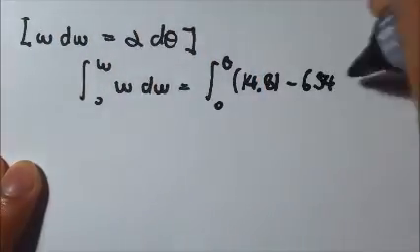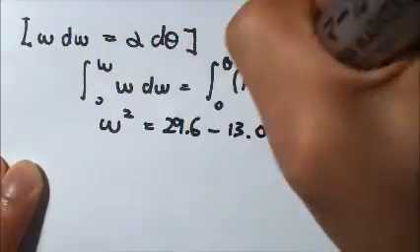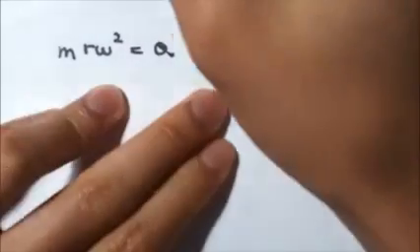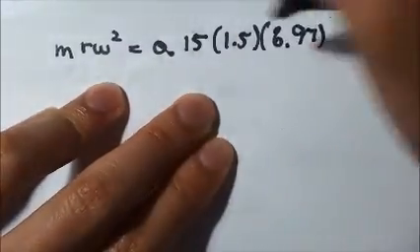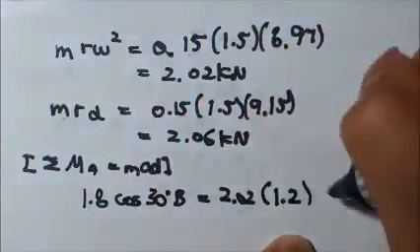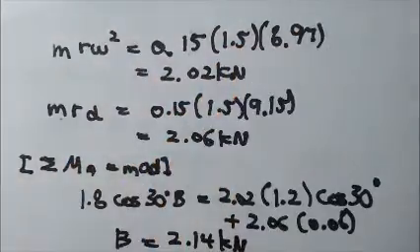Rearranging, we get alpha. And if you remember the revision, we can integrate the equation, which leaves us angular velocity squared and angular acceleration. So now we can work out the normal acceleration and also the tangential acceleration. And finally, using the moment equation to find out force of B.